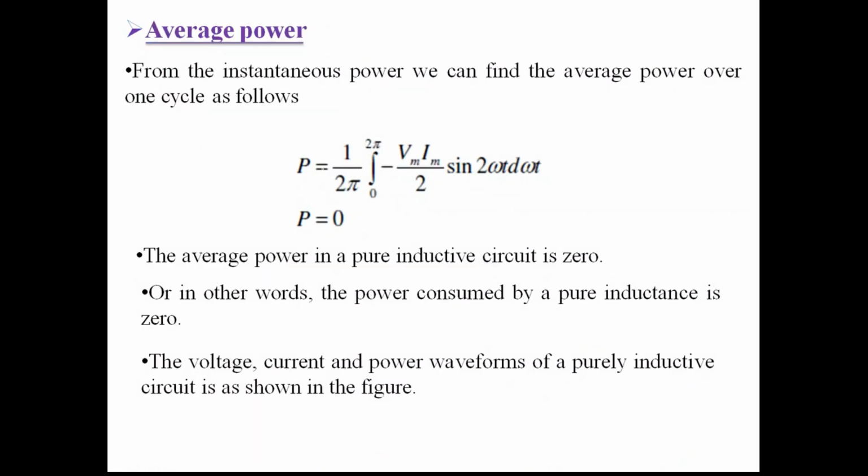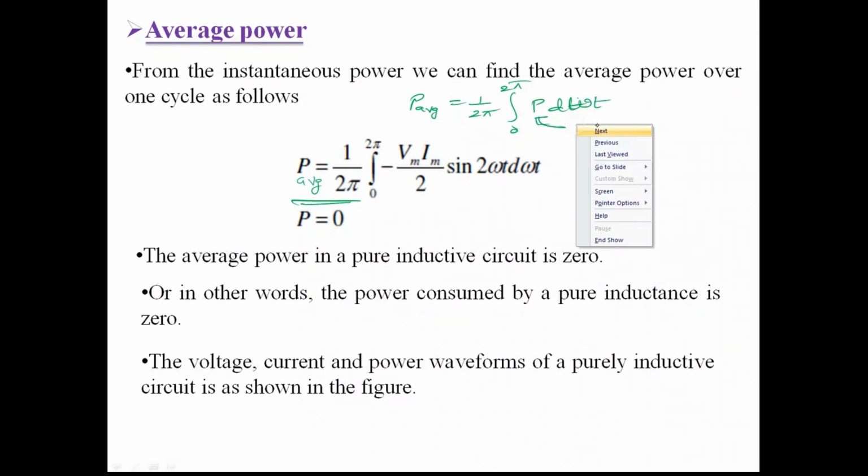So we know that the average power can be determined by this expression, right? P average is equal to 1 by 2 pi integral 0 to 2 pi P dt, or d omega t if it is d omega, where p is an instantaneous value. That instantaneous value, we have already determined the expression for that.